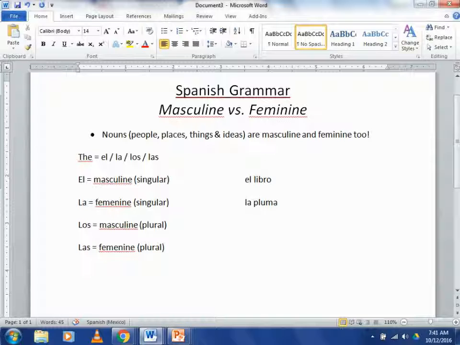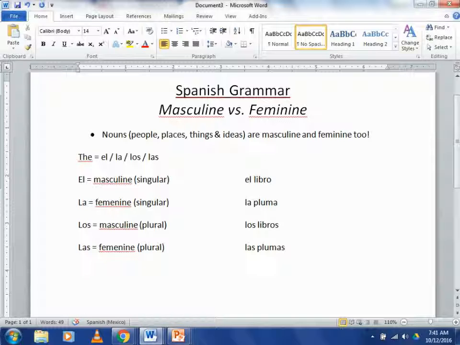Objects made plural in Spanish, as discussed in a previous video, el became los. So los libros, the books. La became las, so las plumas, the pens. But here still we have gender. The books are male, so los is another masculine form for the. Las is another feminine form.